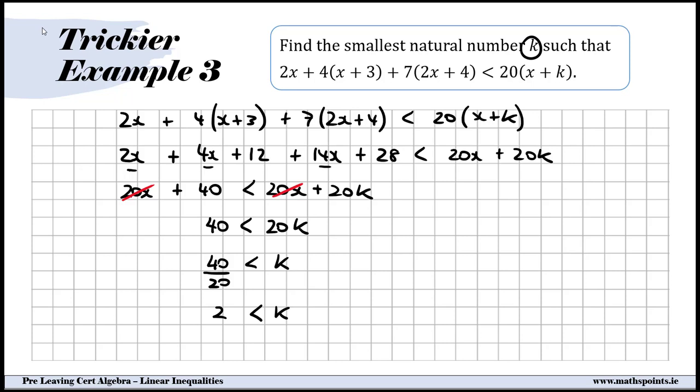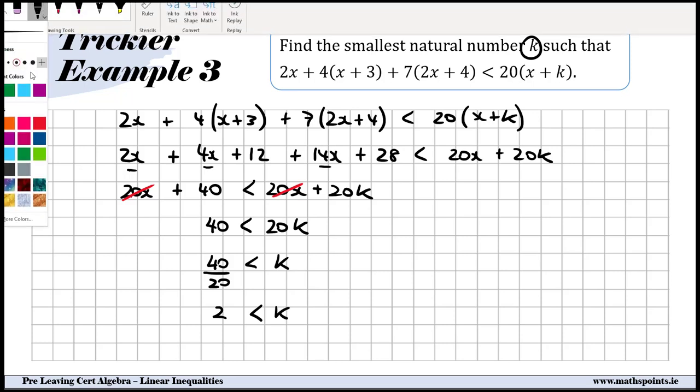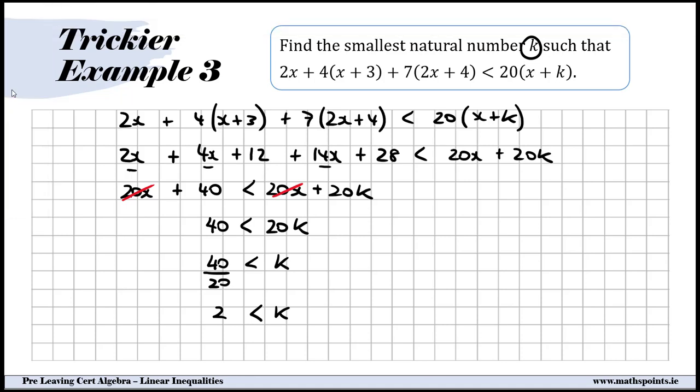than 2. Now, when this question was asked a couple of years ago, a lot of people left this as the answer. So it's important always to go back and read over the question again. So the question says, find the smallest natural number k such that this statement is true. So k is bigger than 2. Well, what's the smallest natural number bigger than 2? Well, 3. So 3 is the actual answer to this question.